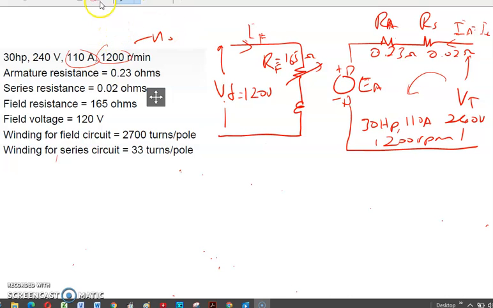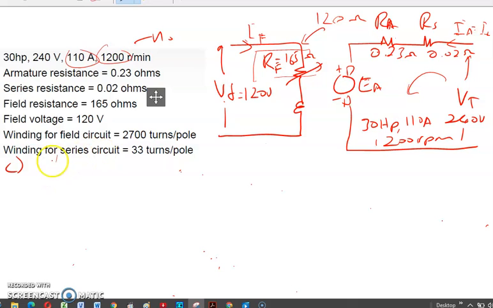Okay, as for part C, the question is the motor speed at full load condition if the adjustable resistance is 120 ohms. So we take a look here. If this field resistance is adjusted to 120 ohm, it means that we can adjust this 165 from the maximum of 165, reduced to zero, but we adjust down to 120 ohms. So what happened to the motor speed?